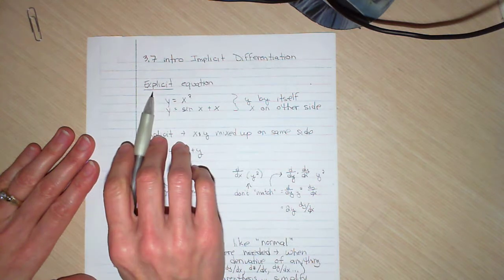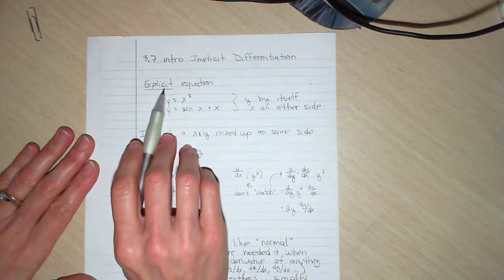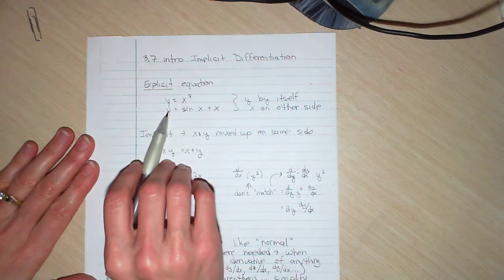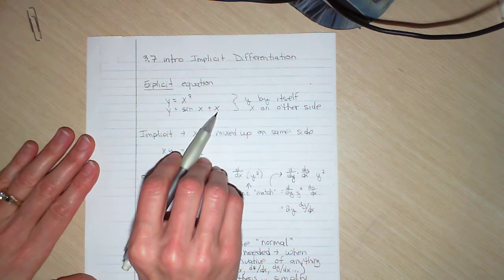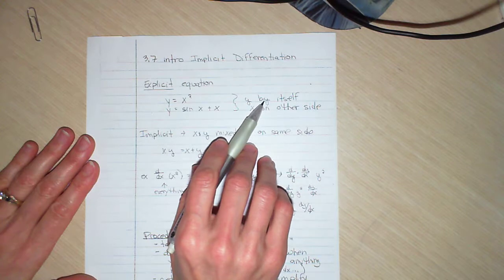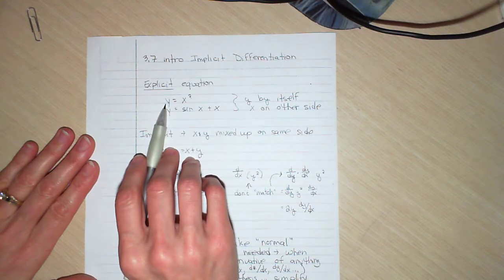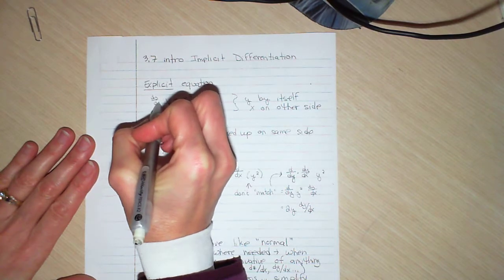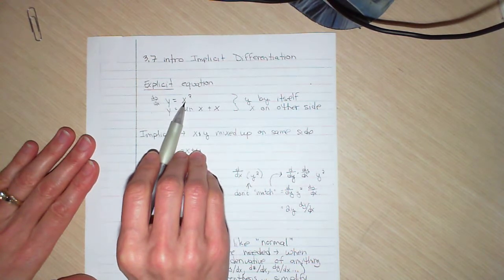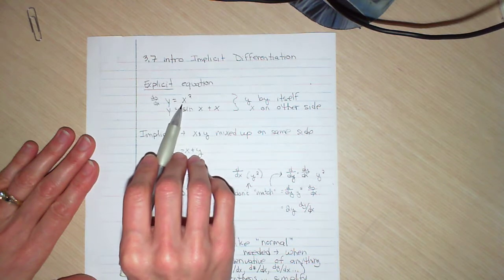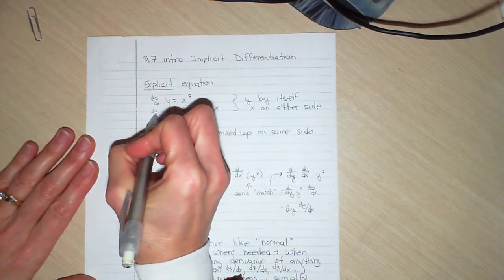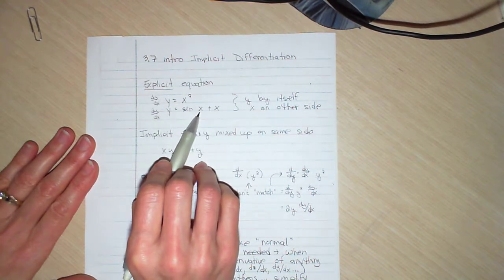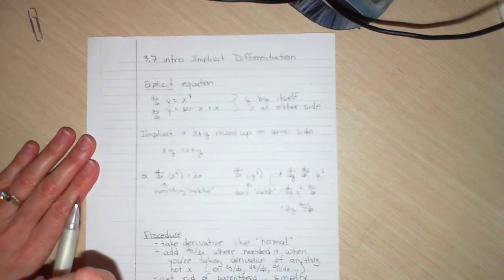Monday. Right up until now, we've been doing explicit equations where we had y on one side and x terms on the other. That's what our equations have looked like. And then we took derivatives. We would find dy dx, the derivative of y with respect to x, and we'd only have x's on the other side.